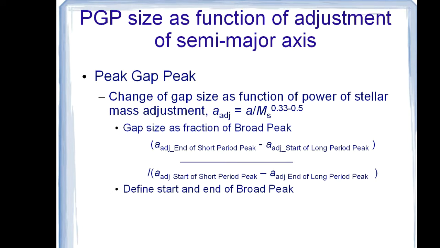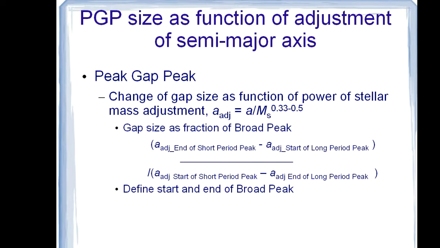What I'm proposing for looking at the peak-gap-peak feature is to see if the gap size becomes larger when you divide by the square root, or something close to the square root, of the stellar mass. But I have to measure that. Of course, the gap size changes in absolute terms when you change the power of the stellar mass that you adjust with.